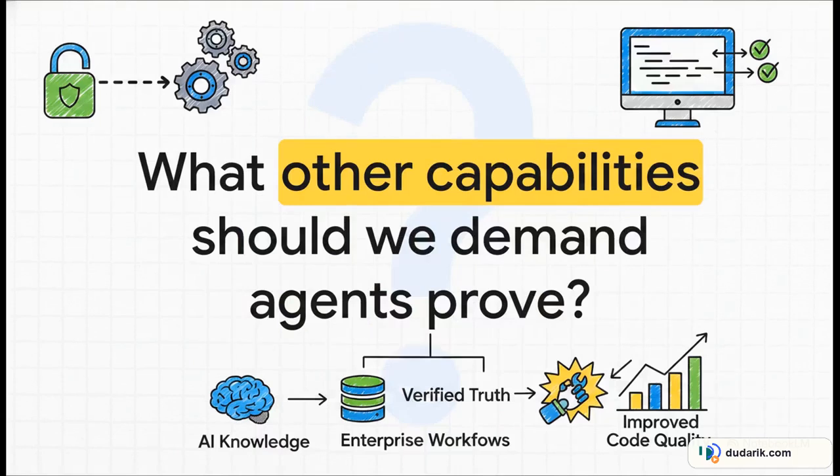If we can now cryptographically verify exactly what an AI knows and tightly govern the capabilities it brings into our enterprise workflows, well, what other capabilities should we demand our agents prove before we let them write our code? NVIDIA Agent Skills represents a fundamental shift from just hoping an AI knows the answer to systematically injecting verified truth into its process.